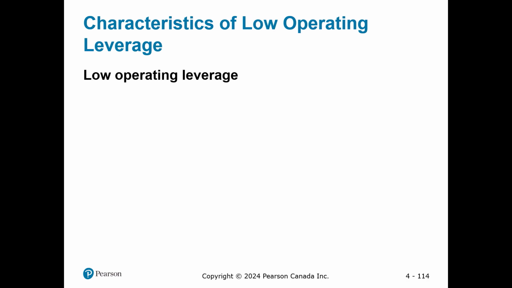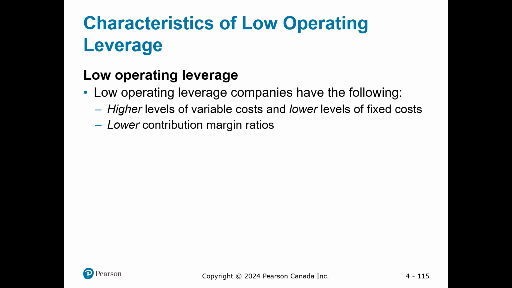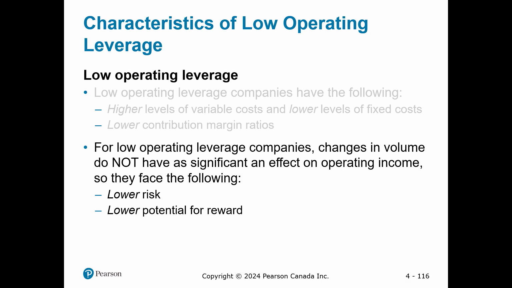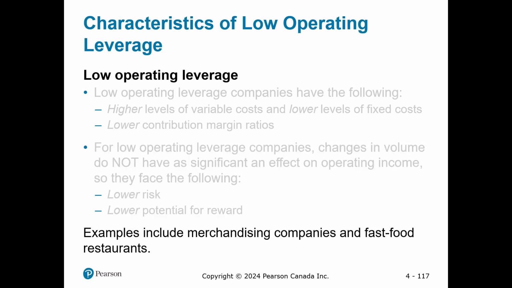Now, what about low operating leverage companies? Well, these guys have higher variable costs and lower fixed costs. They also have lower contribution margin ratios. For them, changes in the volume of sales don't have a huge impact on operating income. They have lower risk, and true, they have lower rewards, but it's important to recognize they have lower risk. And two examples of this are merchandising companies and fast food restaurants.